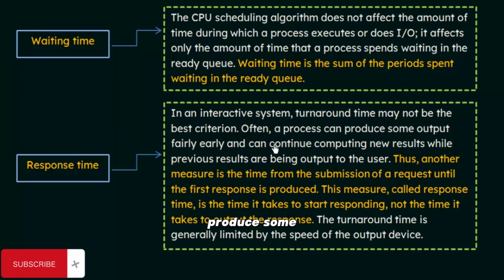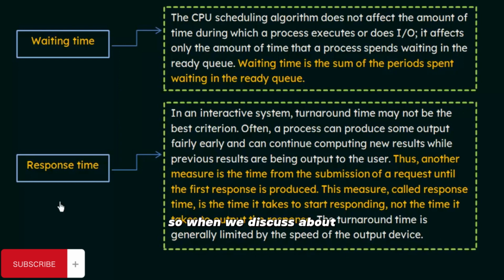A process can produce some output fairly early and can continue computing new results while previous results are being output to the user. Thus another measure is the time from the submission of request until the first response is produced. This measure, called the response time, is the time it takes to start responding, not the time it takes to output the response. The turnaround time is generally limited by the speed of the output device.